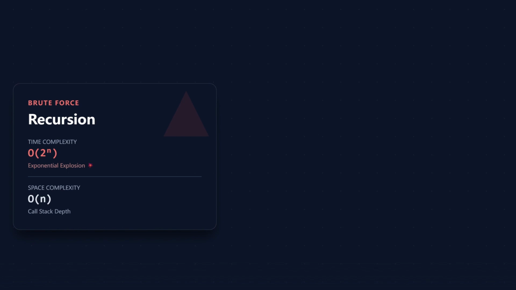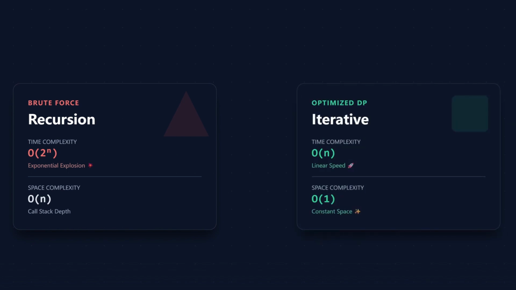Let's compare the 2 approaches. The brute force recursion is exponential, O(2^n). But our dynamic programming solution is linear, O(n). From exponential to linear. That's the power of recognizing patterns.